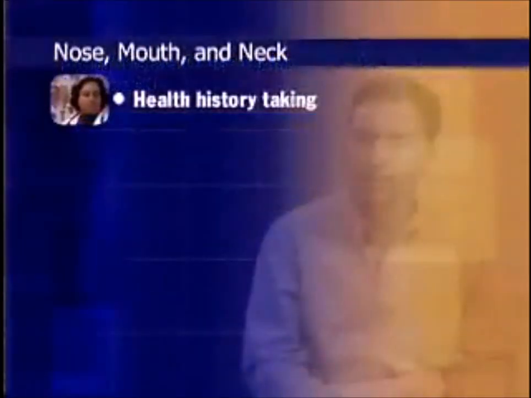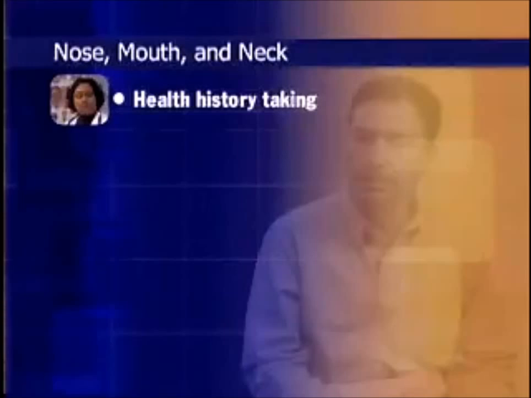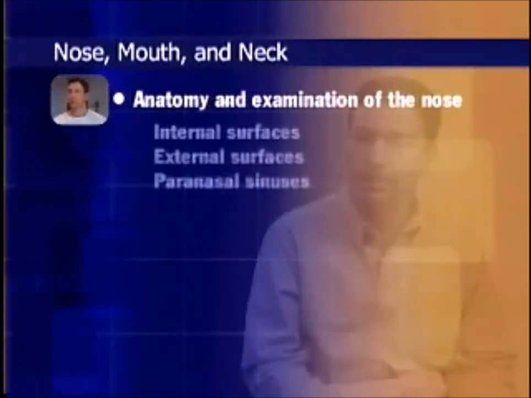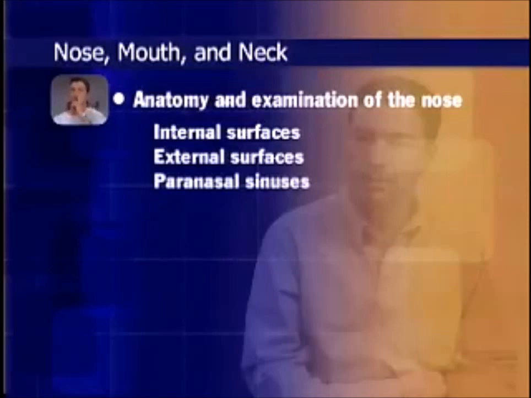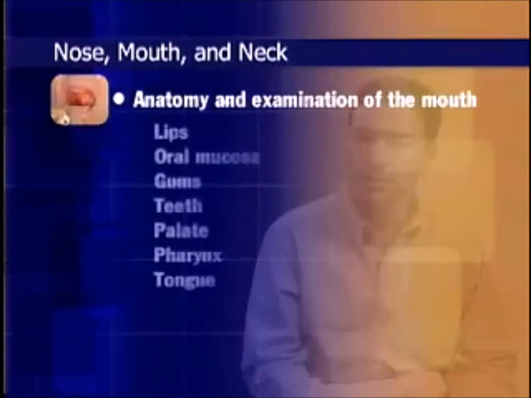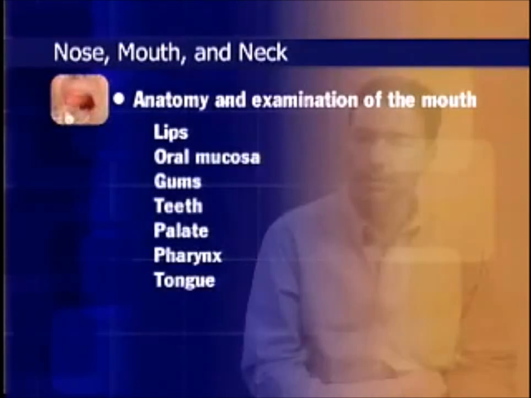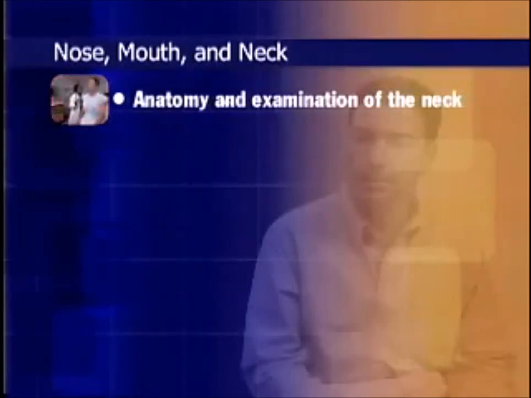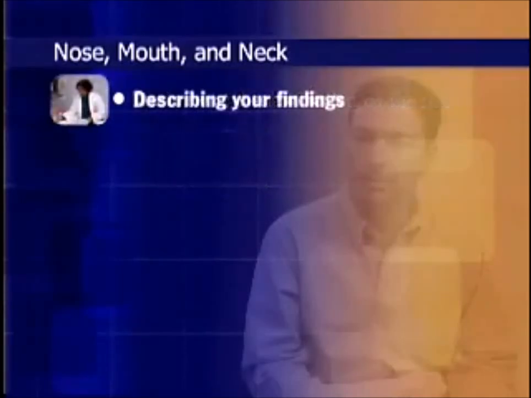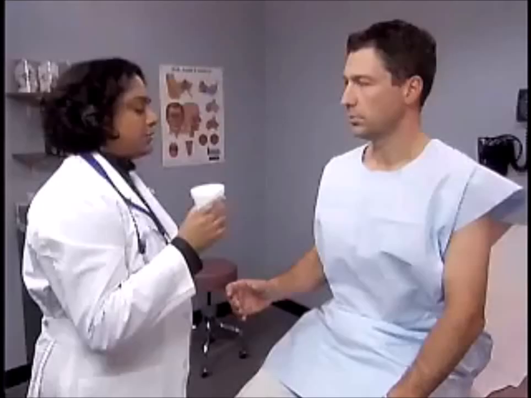This video begins with a brief overview of health history taking, followed by the anatomy of the nose, examination of the nose including the internal and external surfaces and the paranasal sinuses, anatomy and examination of the mouth, including the lips, oral mucosa, gums, teeth, palate, pharynx, and tongue, and anatomy and examination of the neck, including the lymph nodes, trachea, and thyroid gland. We conclude the video with tips on describing your findings.